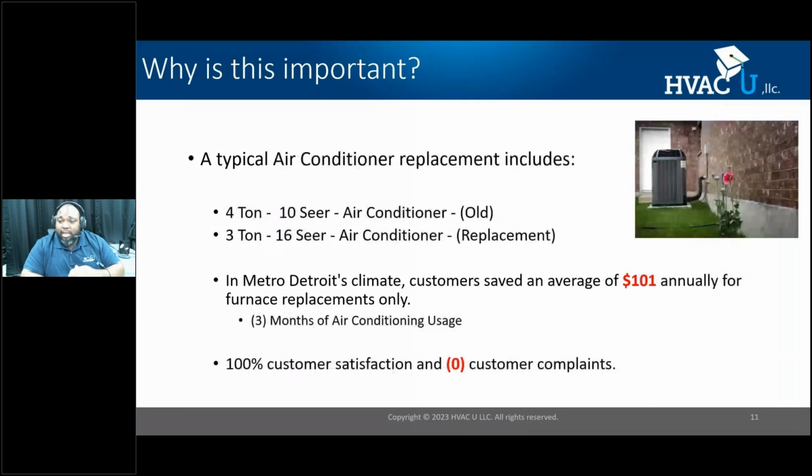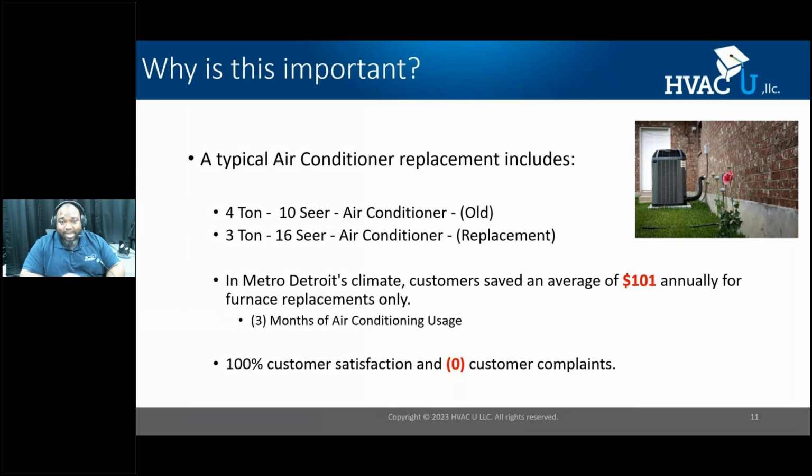Okay, when we look at the air conditioning, our typical replacement, when we crunched our numbers, we were converting a 4-ton unit, which is about 10 SEER most often, and then we would replace it with a 3-ton, and the choice at that time was 16 SEER that a lot of customers opted for. And in Detroit's market and climate, the customer saved about $101 per year when they replaced their air conditioner.